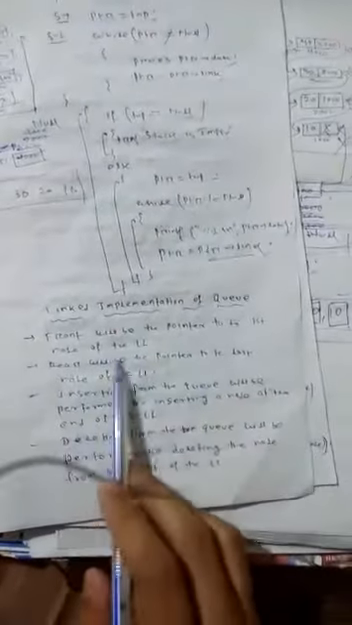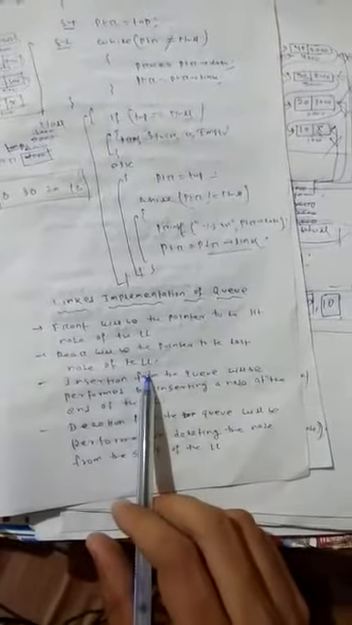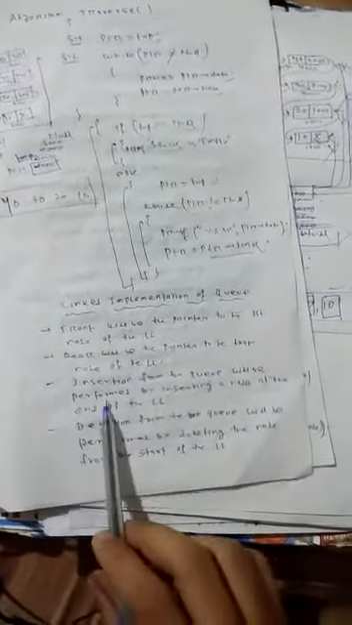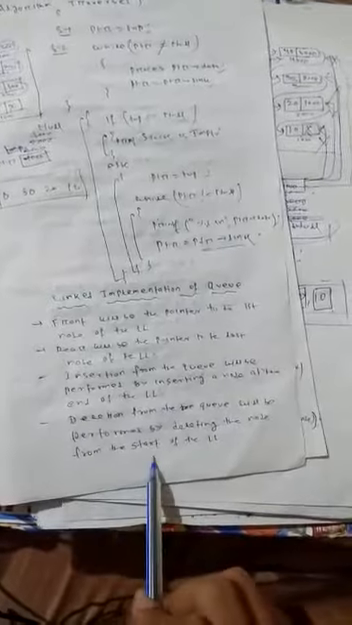First point: front will be the pointer to the first node of the linked list, and the rear will be the pointer to the last node of the linked list. As deletion is dependent upon front and insertion is dependent upon rear, front points to the first node and rear to the last node. Then insertion in the queue will be performed by inserting a node at the end of the linked list, and deletion from the queue will be performed by deleting the node from the start of the linked list.